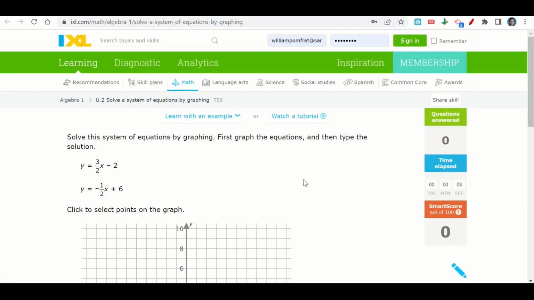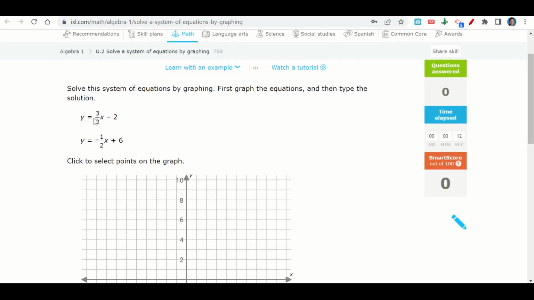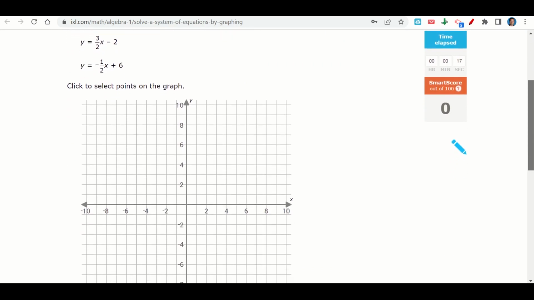And when we do that, it takes us to a page that looks like this. It gives us two equations and asks us to graph them. So the first one is y equals 3/2 x minus 2. So we're going to plot the y-intercept at -2. And our slope is 3/2, so we're going to go up 1, 2, 3, and to the right 2, just like that. And there's my first one.